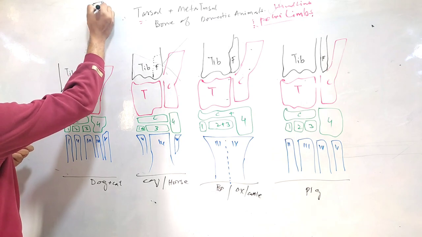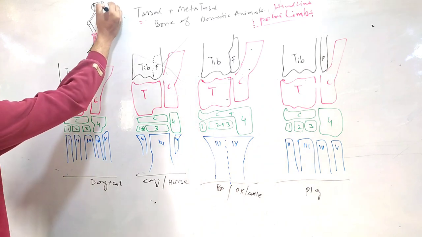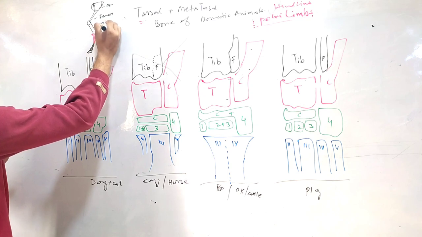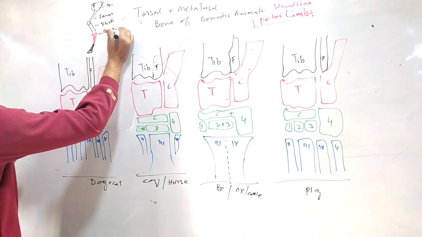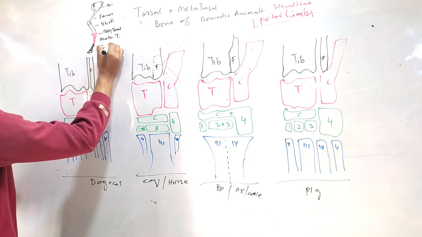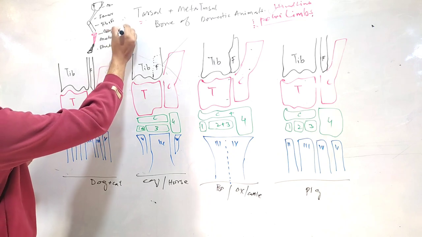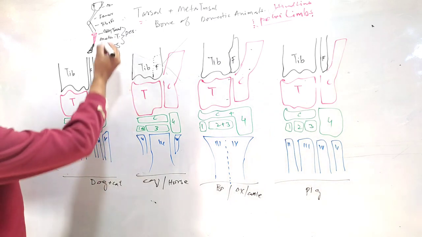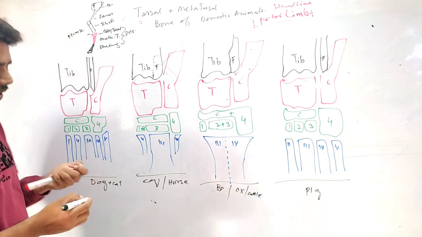So this is the pelvic limb of the domestic animal. This has os coxae or hip bone, femur, then tibia plus fibula, then tarsal, then metatarsal, finally phalanges. You also know that tarsal, metatarsal and phalanges are collectively known as pes. This tarsal area may be known as the hock, the hock bones.